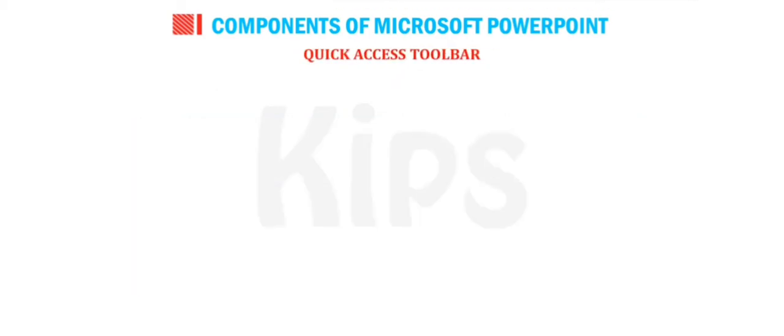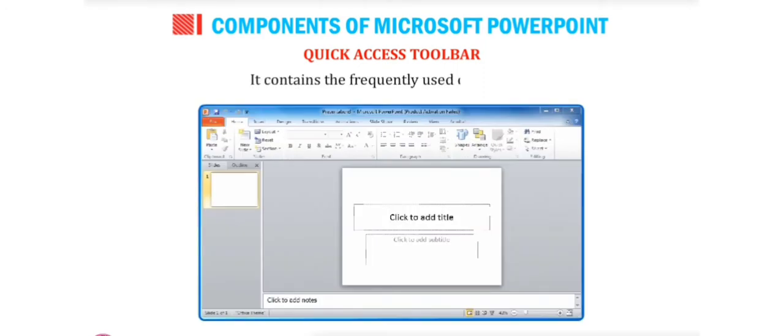Next is quick access toolbar. It contains the frequently used commands, the commands that we use again and again. Here you can see this is our quick access toolbar. You can place this toolbar either above or below the ribbon. This part, from here to here, is called ribbon. So we can add this quick access toolbar either before or after the ribbon.